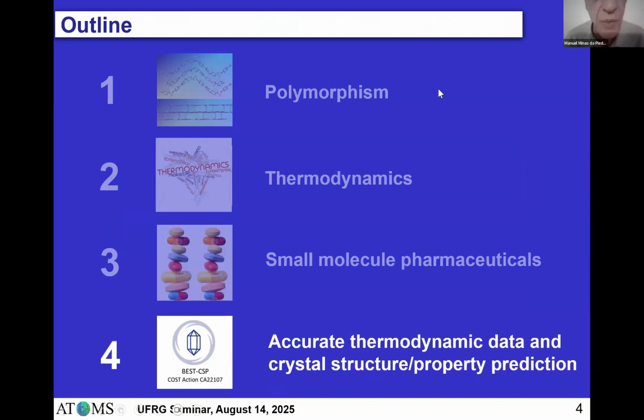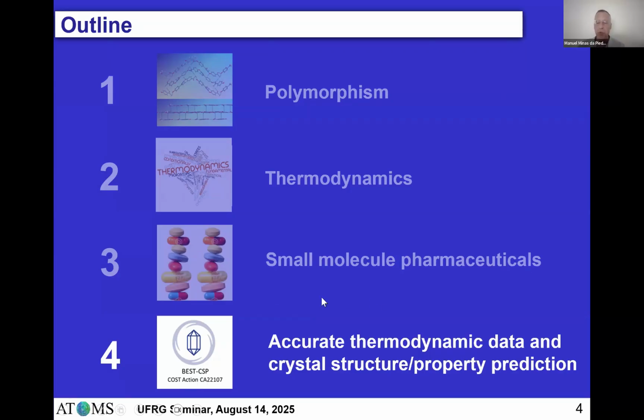And finally, I would like to talk a little bit about how important it is to have accurate thermodynamic data and pay attention to polymorphism to help people who are engaged, so theoreticians who are engaged in crystal structure prediction, which is a very important tool to help companies which are developing materials, in most cases pharmaceuticals, to predict how many polymorphs are expected if you start from a given molecule. And this example that I will give you is about this Best CSP initiative, which is a European initiative under the COST action. It's a COST action project, actually.